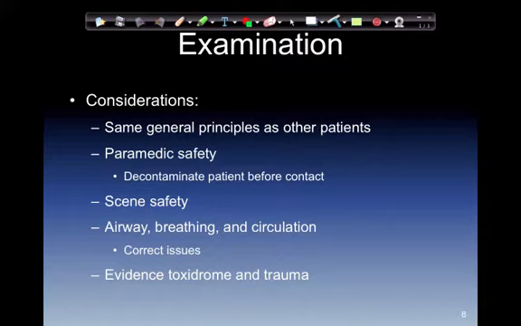Airway, breathing, and circulation. Correct any issues in the primary survey. Evidence of toxidrome and trauma. If there's evidence of trauma, treat them appropriately. If you can identify a toxidrome that they're actually in, please start applying the antidote. The quicker that we apply the antidote, the better outcomes we're going to have on the other end.